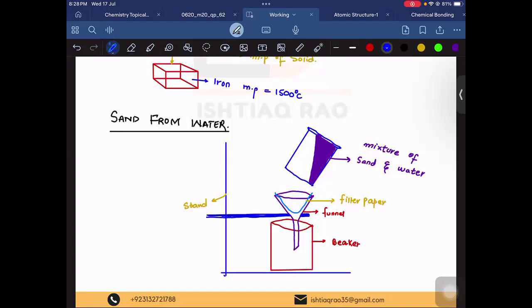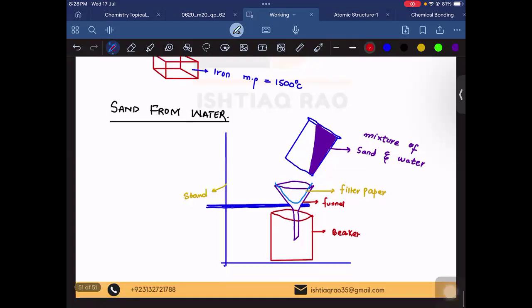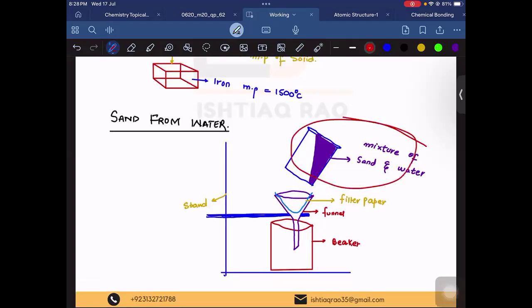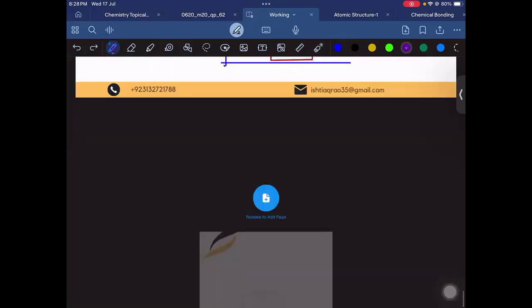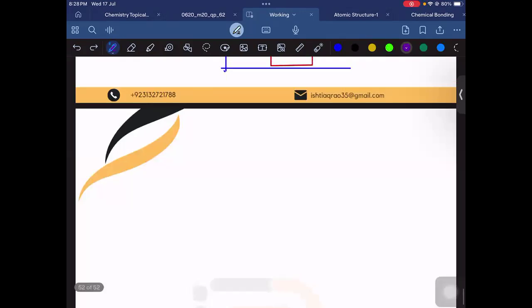Okay. Now, when we put this mixture onto the filter paper, only the water will pass through the filter paper. The filter paper can only allow the liquid particles, the water particles, not the sand particles. Remember, why? Because the size of the sand particle is larger.